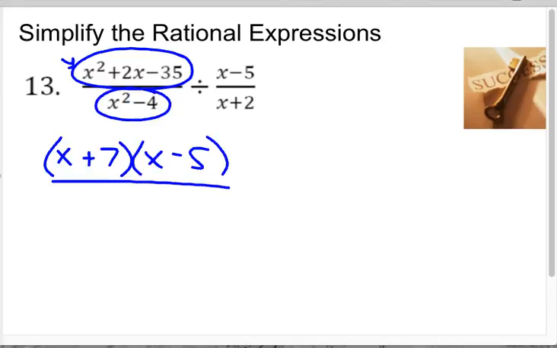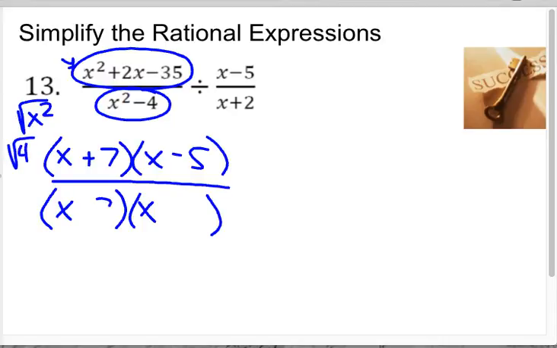Some people struggle with this. 4 is a perfect square. X squared is a perfect square. Okay? If I took the square root of x squared, I'd get x. X times x is x squared. If I took the square root of 4, that's 2 and 2. So x plus 2, x minus 2. That's one way to work with difference of perfect squares.